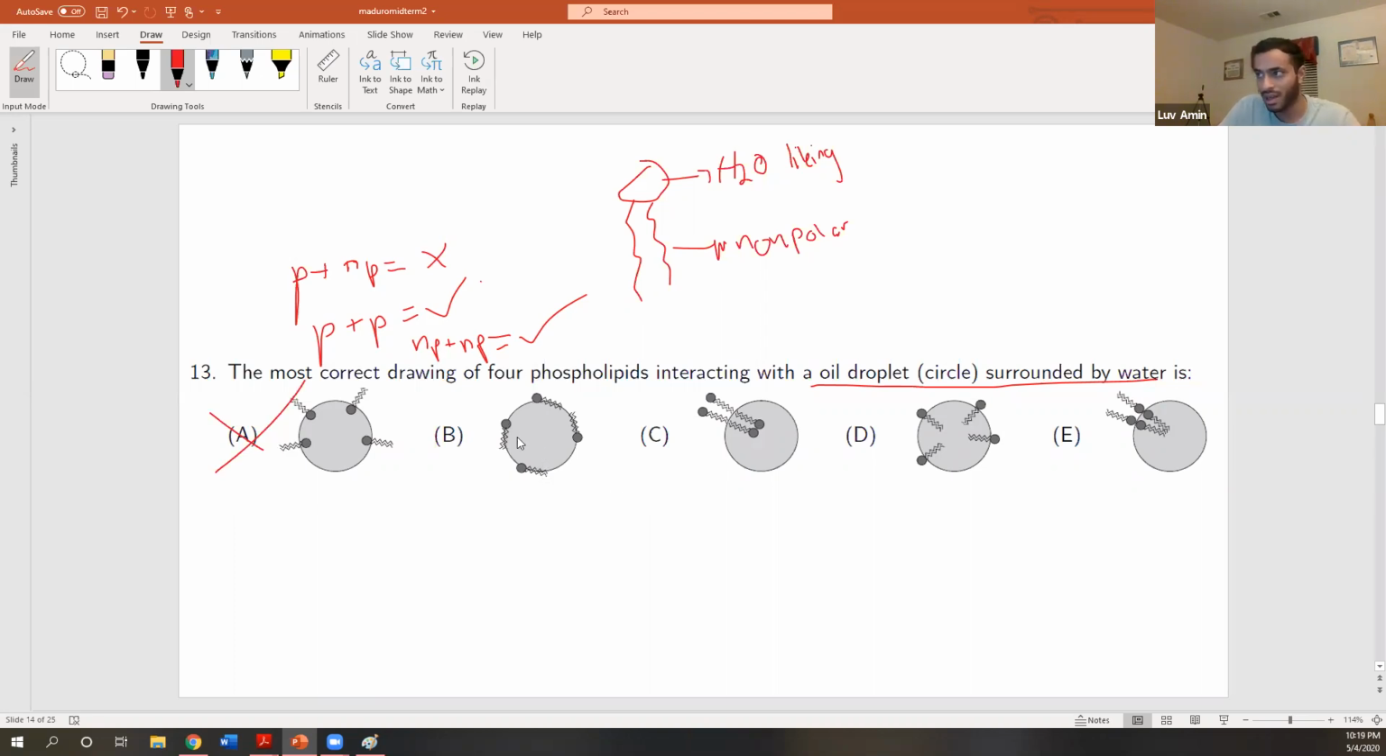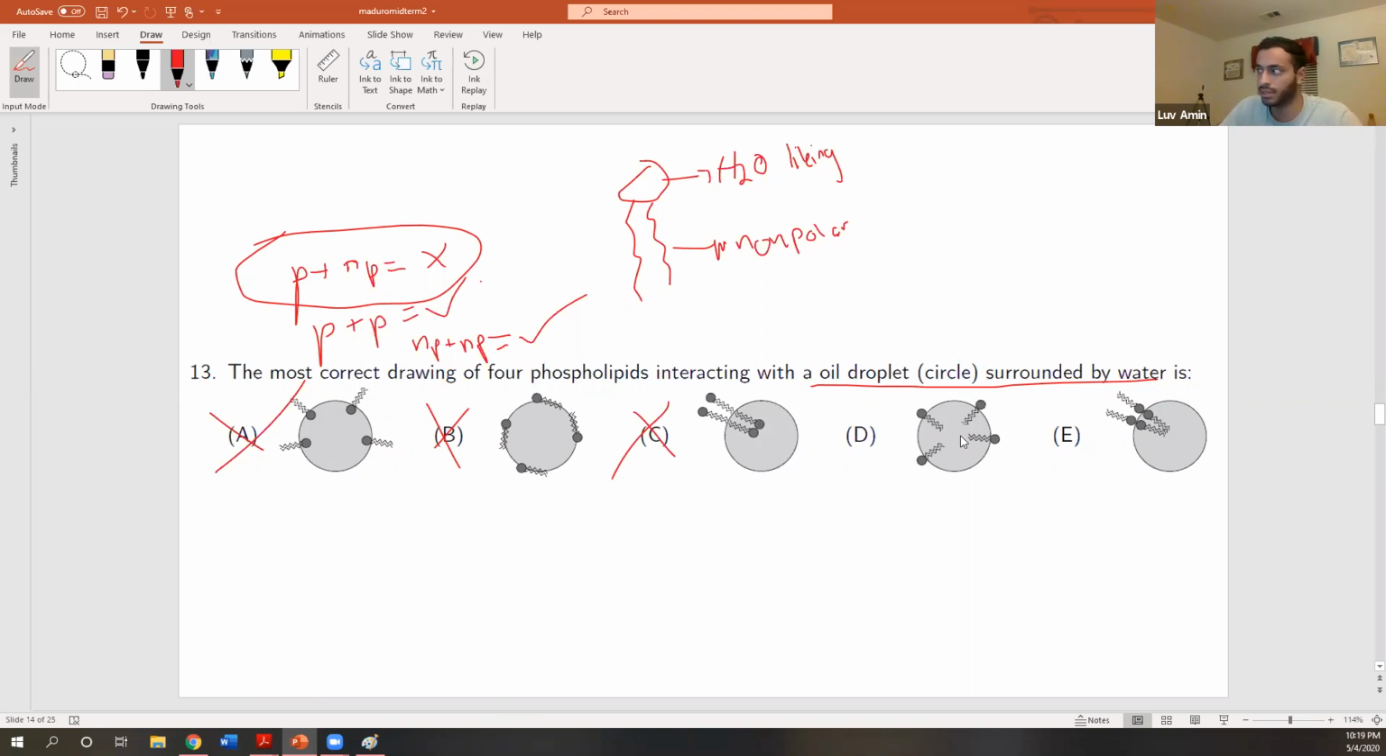B, you're kind of splitting in the middle, right? You have half of a polar head touching the oil and half of the hydrophobic tail touching the water. You're still violating the rules, with polar mixing with nonpolar, which is probably not how it's going to interact. C, you see that there's an entire phospholipid in the oil. As soon as you see a tail in the water or a head in the oil, you know that you're violating this rule. So C is not right either.